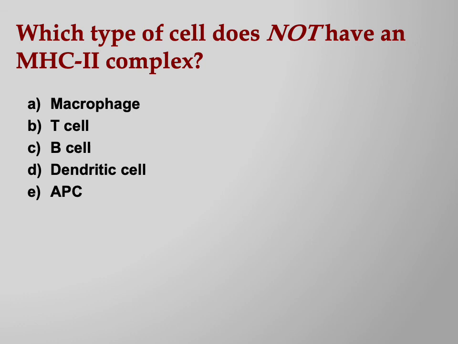Which type of cell does not have an MHC2 complex? Macrophage, T cell, B cell, dendritic cell, or APC? Which does not have an MHC2 complex? That would be T cells. Only APCs have MHC2s.